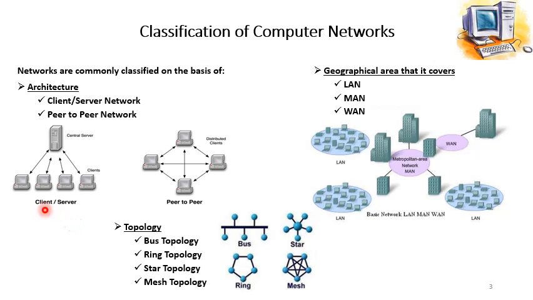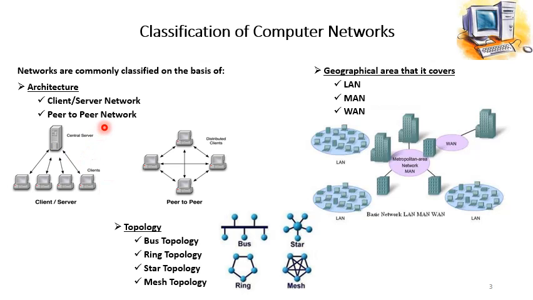In client server network, we will always have a central server which will provide services to the other computers or to the other clients. In other words, you can say that all the clients will request the server for services, and the server will entertain those requests and will respond to the clients' requests.